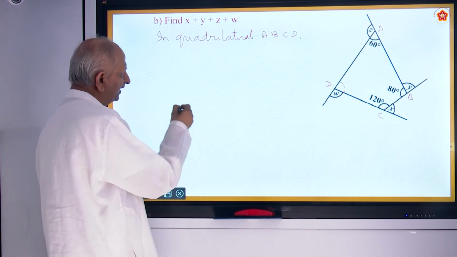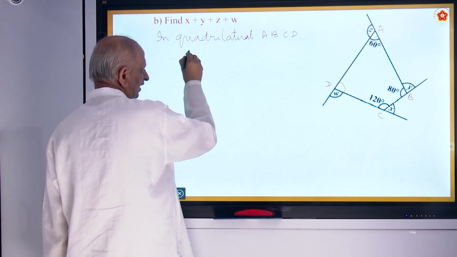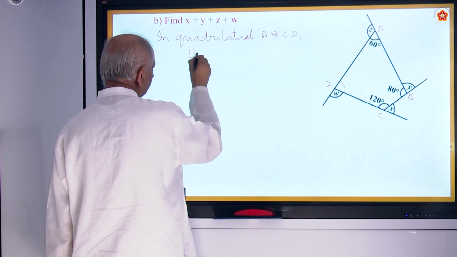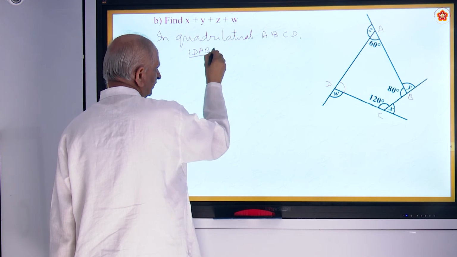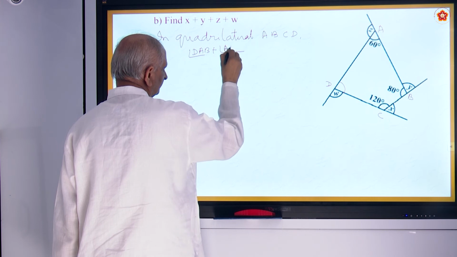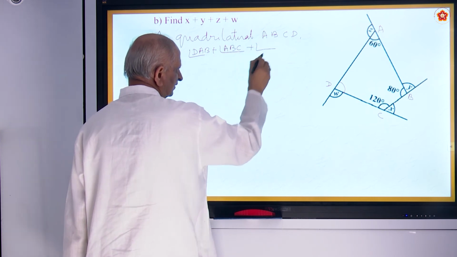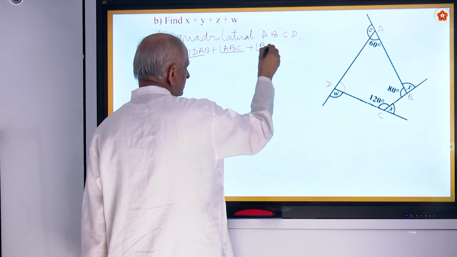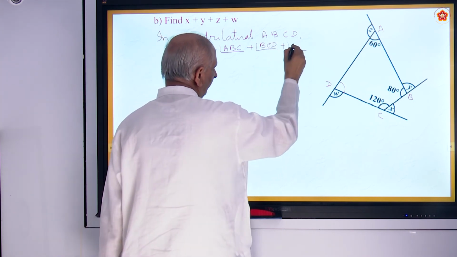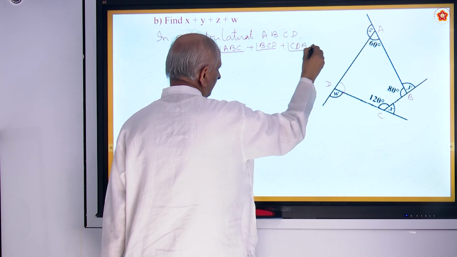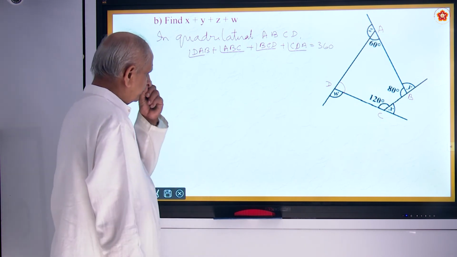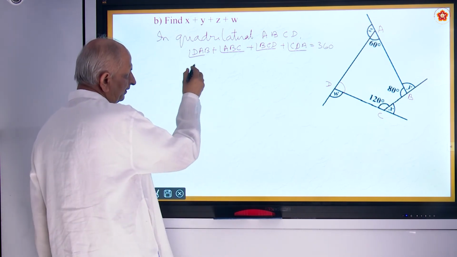Now, what is the sum of the angles? First is angle DAB. Next is angle ABC. Next is angle BCD. Next is angle CDA. The sum of all this is how much? 360. In this, DAB is given to be 60.